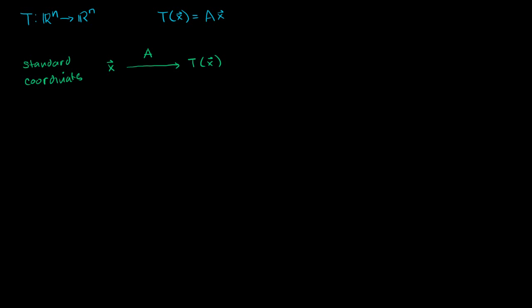Now, let's say that we have an alternate basis to Rn. So let's say that B is equal to v1, v2, all the way to vn. So it has n linearly independent vectors. Let's say B is a basis for Rn, but it's the non-standard basis. These aren't just our standard basis vectors.